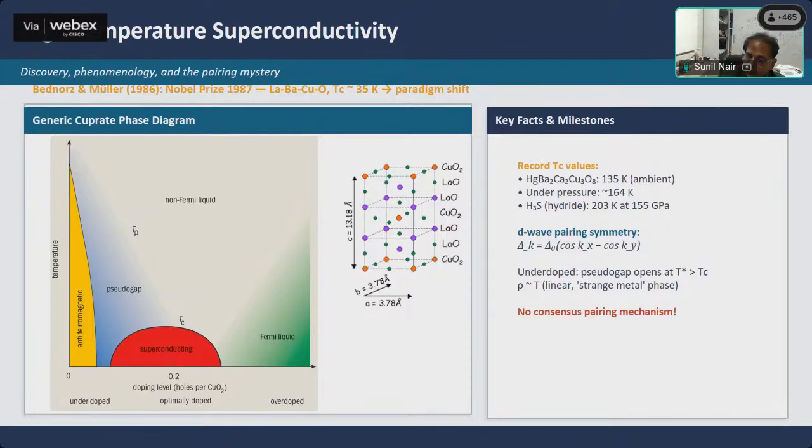The other thing which combines the physics of many of these unconventional superconductors is the nature of what is known as the pairing symmetry.